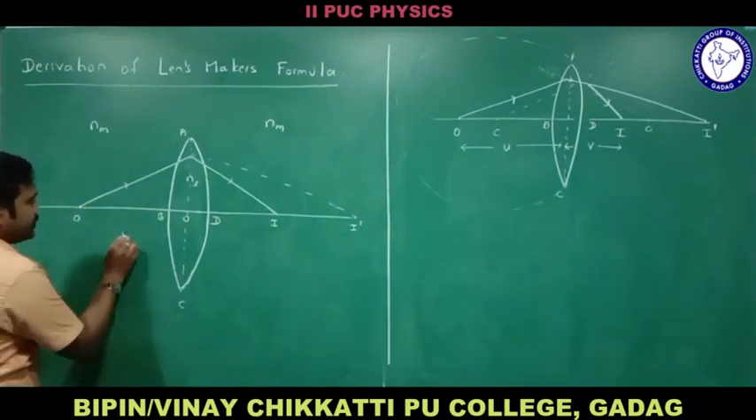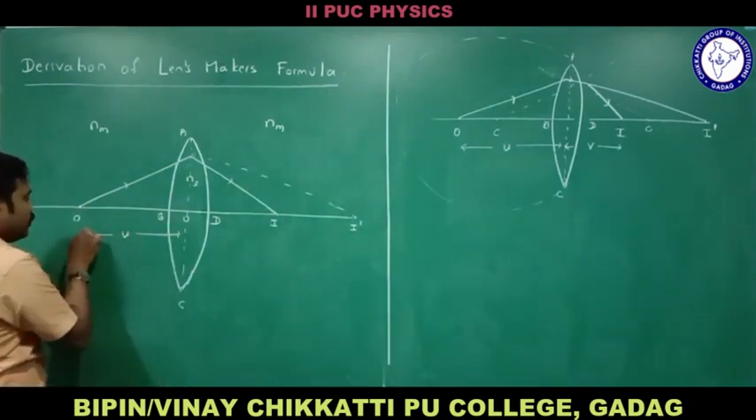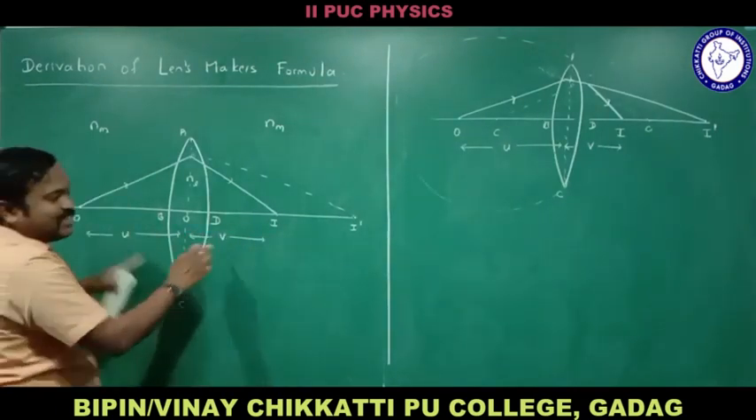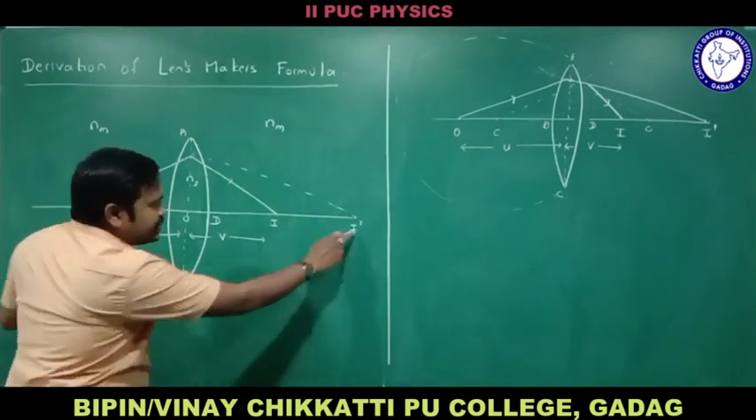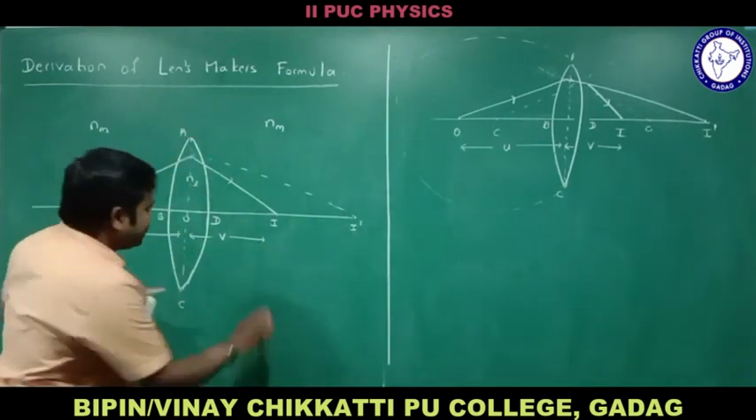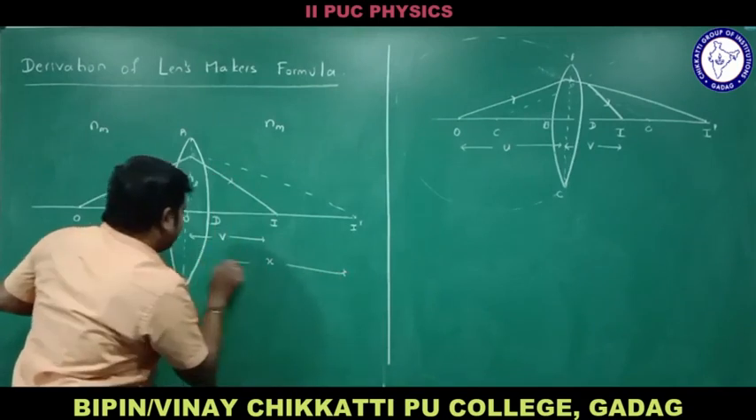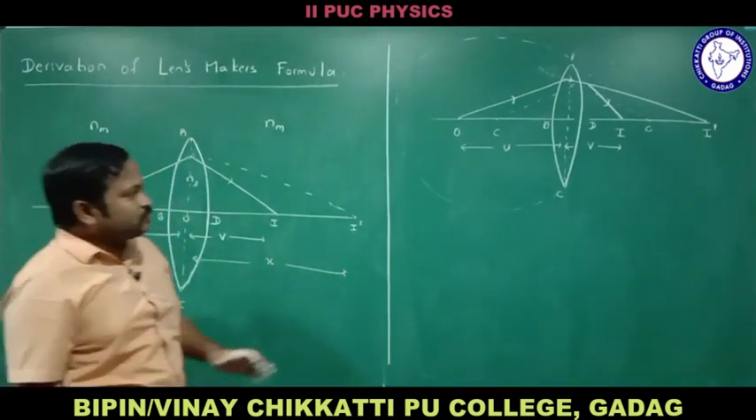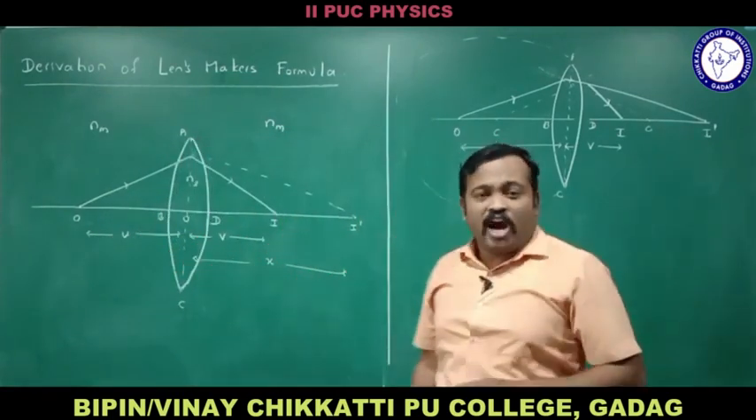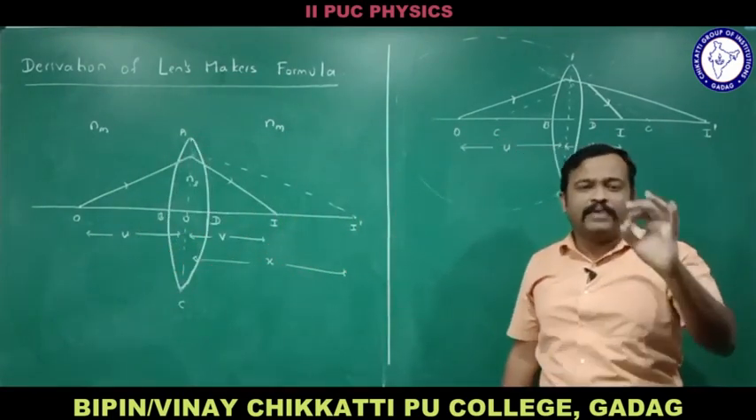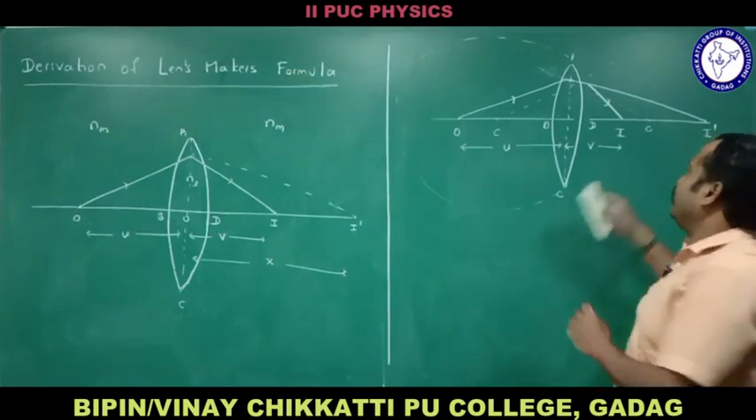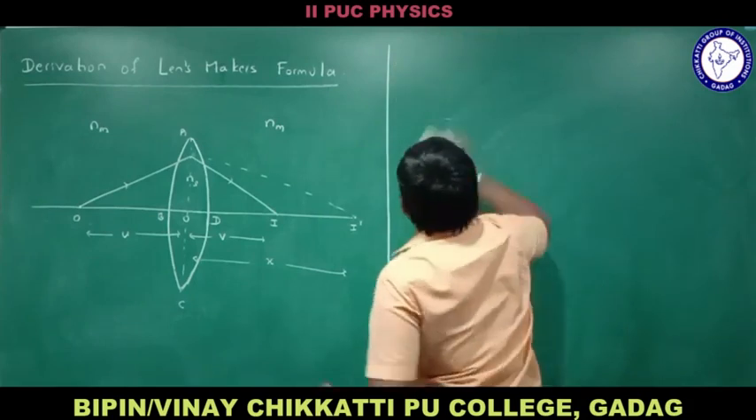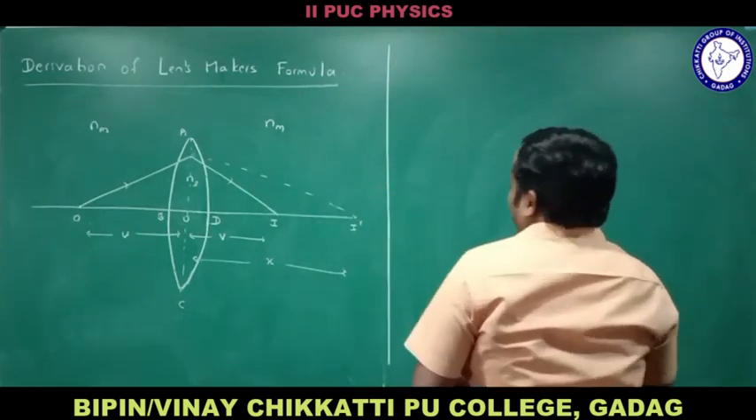What is this distance? Let me call it u. And what is this distance? Let me call it v. This is the object distance and this is the image distance. This is the image formed by the first spherical surface, and let me consider it as x. Now let us understand how to derive the lens maker's formula. For example, if I want to derive this, let me write about it here.